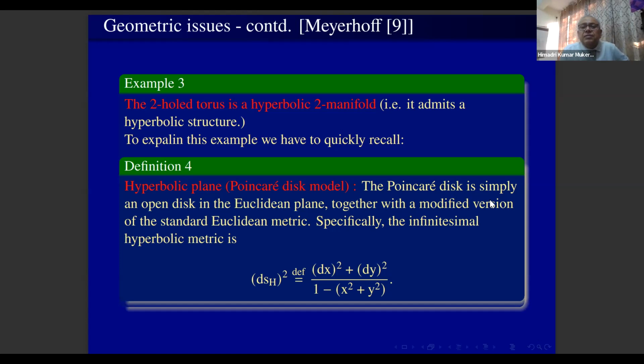The Poincaré disk is simply an open disk in the Euclidean plane together with a modified version of the standard Euclidean metric. Specifically, the infinitesimal hyperbolic metric is given like this. For those who are not familiar with this way of putting the metric, I will quickly go to the appendix and explain how it comes about, and then I will come back to this, fine?